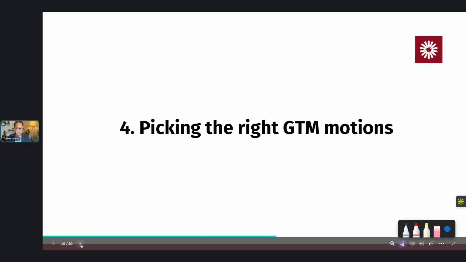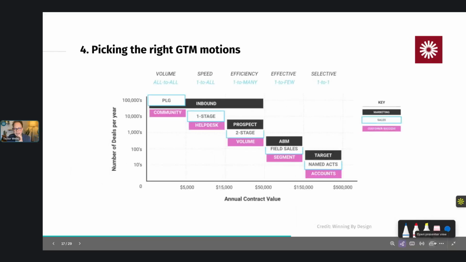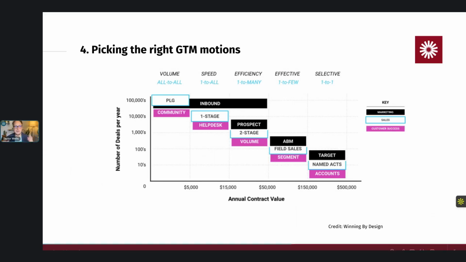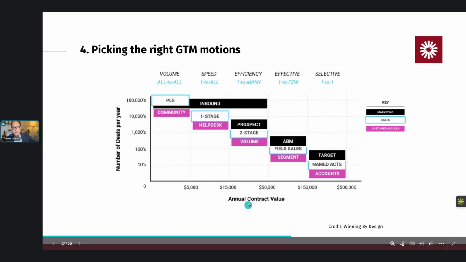Let's go into number 4 here, which is picking the right GTM motions. This is a strategy and really an organizational thing that's super important when it comes to demand gen, is doing the right strategy based upon your ACV. So I love this graphic by Winning by Design. This graphic talks about, so basically what we have here is number of deals versus annual contract value.